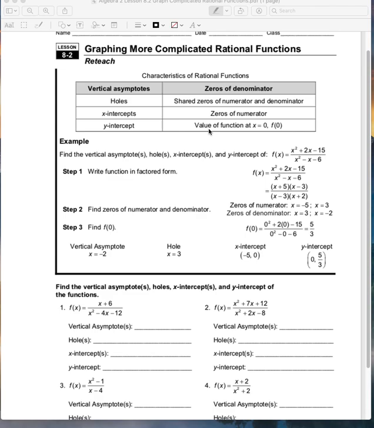Good evening. I forgot to record any of the classroom notes during the day, so I am putting this together tonight for those of you who were gone and those of you who wanted to revisit the ideas that we learned in class today. So the name of our lesson is Graphing More Complicated Rational Functions.